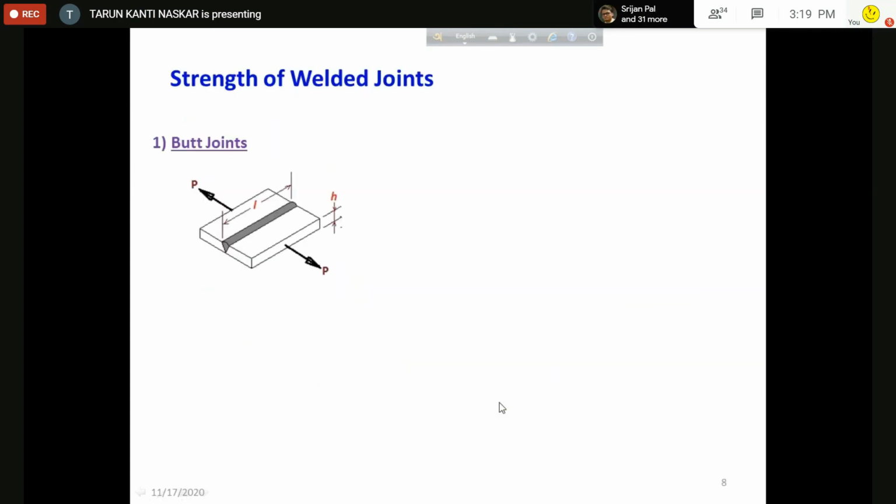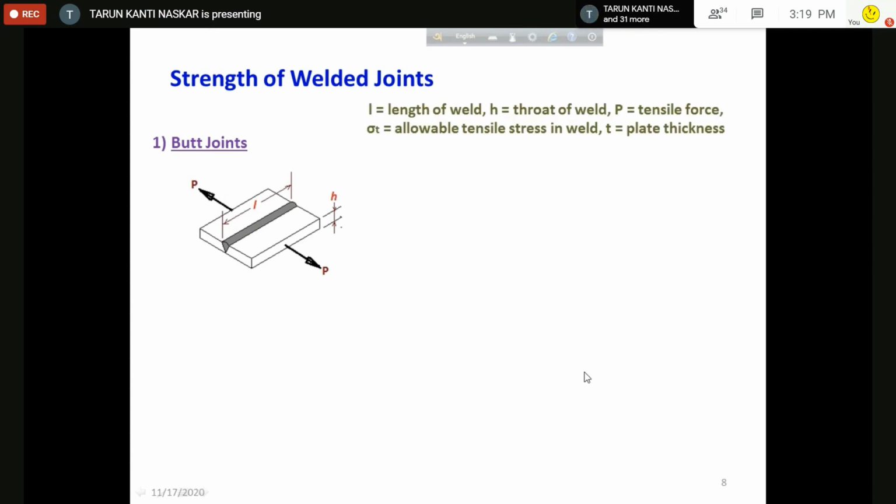Now strength from design point of view. So butt joint, single V butt joint, and the force is applied in this manner. Okay. Then what happens? Now the nomenclatures are: L is length of weld, H is throat of the weld, and this H is normally equal to the thickness of the plate. P is the load, sigma T allowable tensile stress, T plate thickness.